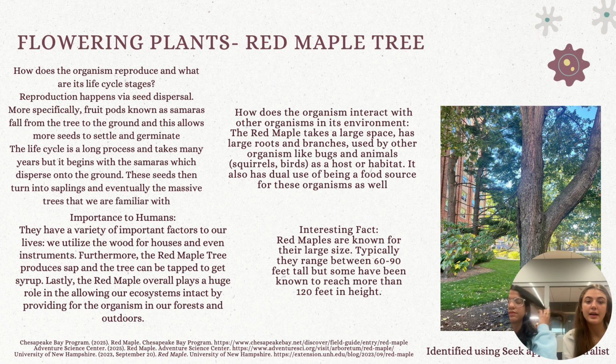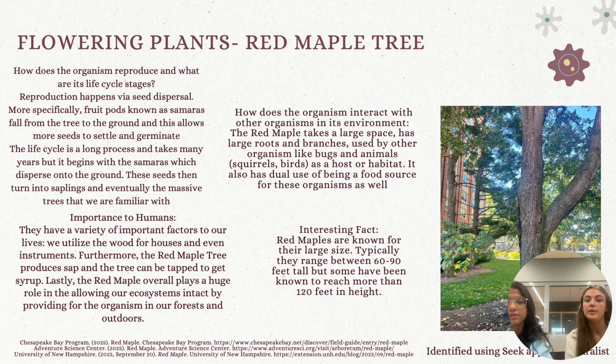Okay, next we had the flowering plants, and we did the red maple tree for this. How does the organism reproduce and what are its life cycle stages? Reproduction happens via seed dispersal. More specifically, fruit pods, known as samaras, fall from the tree to the ground, and this allows more seeds to settle and germinate. The life cycle is a long process and takes many years, but it begins with the samaras, which disperse onto the ground. These seeds then turn into saplings and then eventually the massive trees that we're familiar with.